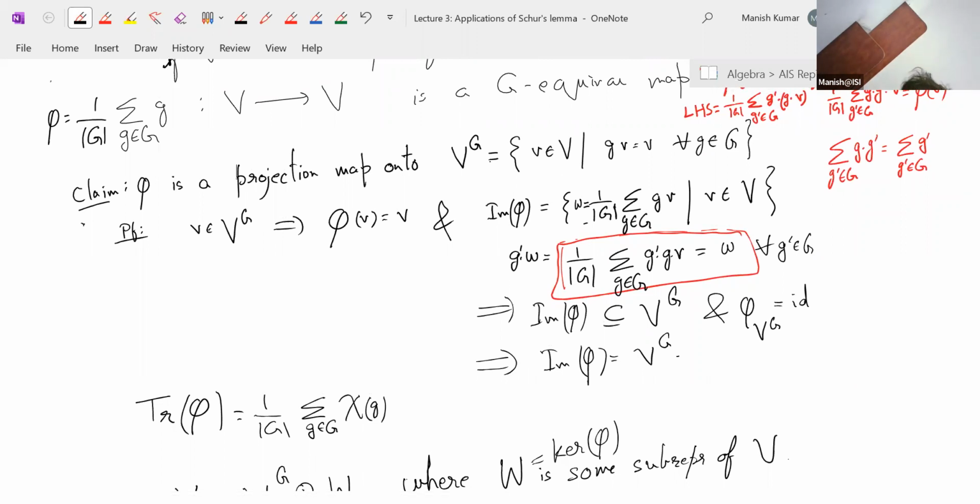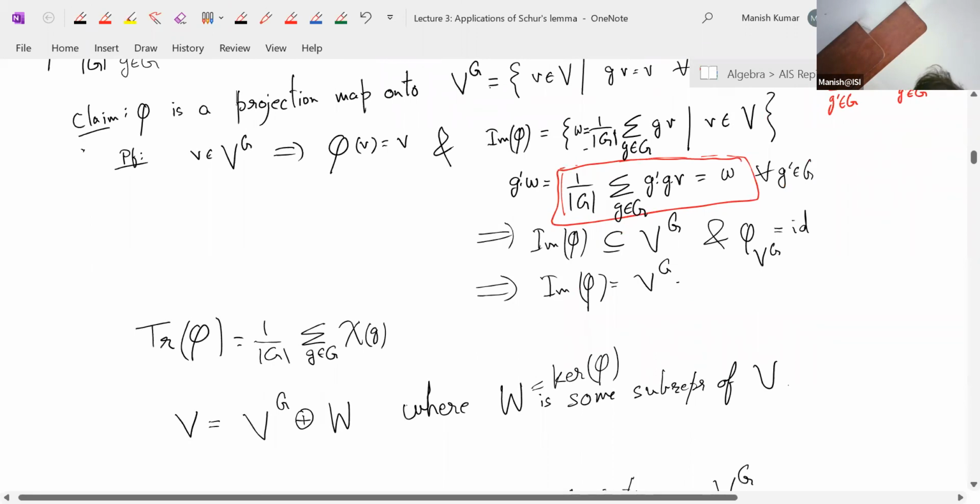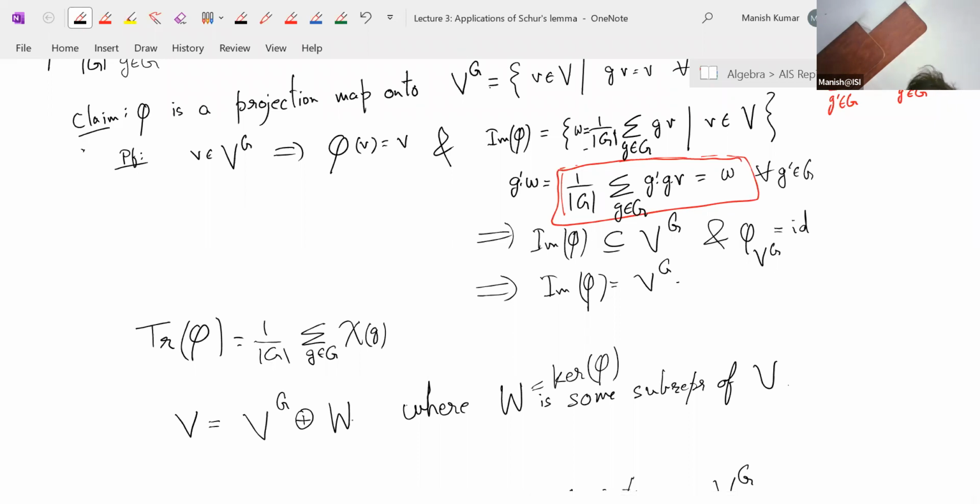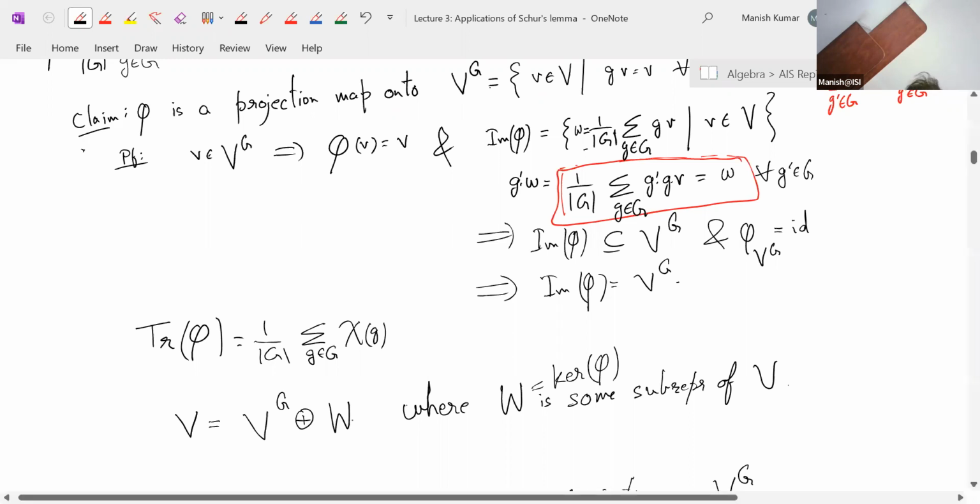It's a trivial subrepresentation of G. In fact, phi is G-equivariant. So if we take W to be the kernel of phi, then V is V^G direct sum W, and as representations they decompose. But it doesn't matter whether it decomposes as representations or not.